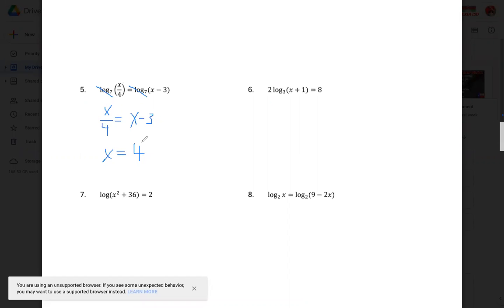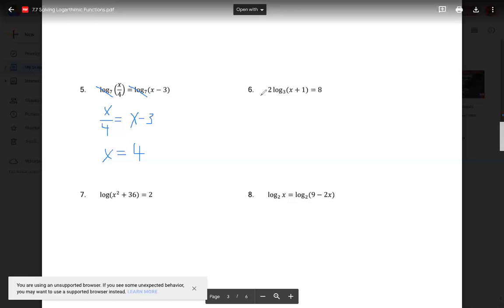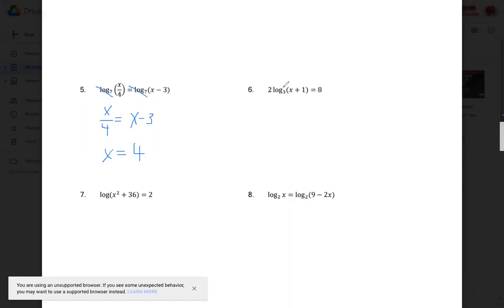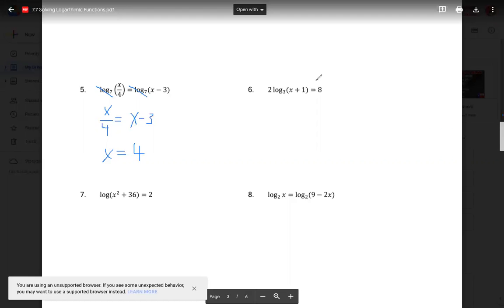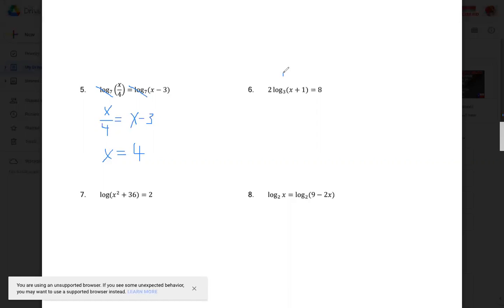Now, number 6 right here. When I look at this problem, I see my log, but there's not a log here. So automatically I know I'm going function 1, function 2. So here's my f1, here's my f2. And then I'll get x is equal to 80.